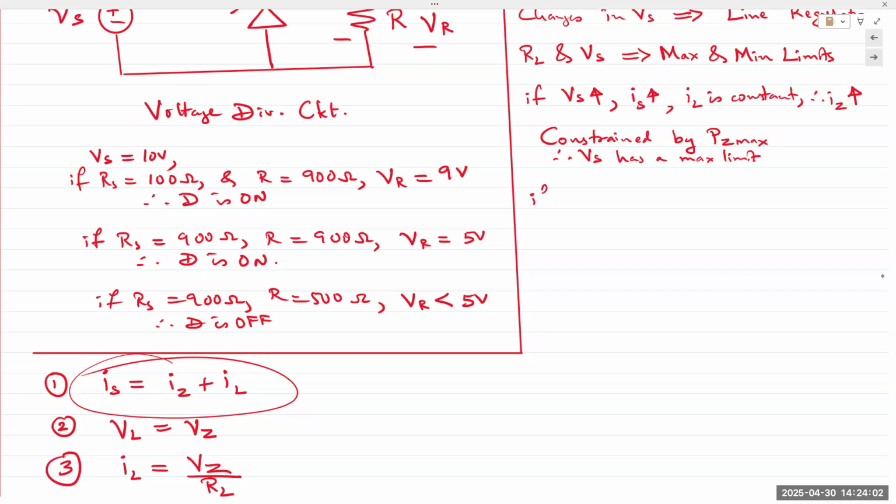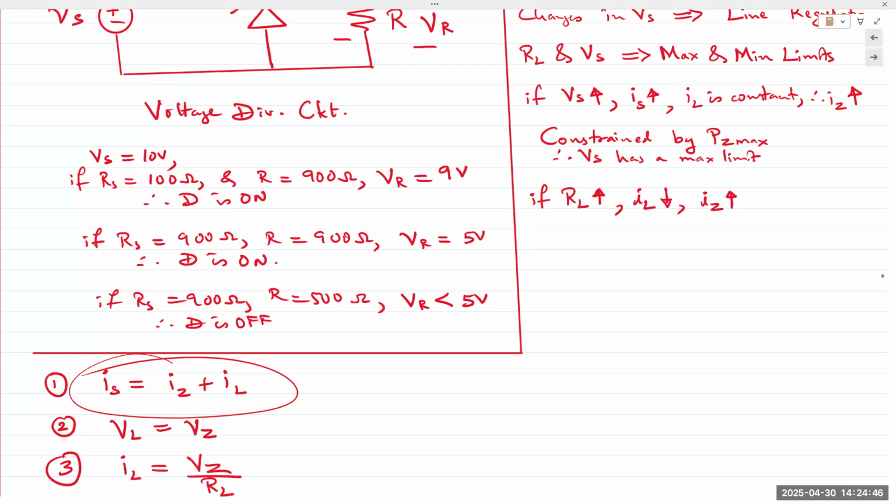Now, if RL changes, decreases or increases, we'll look at both cases. If RL increases first, what happens to IL? Ohm's law, resistance increases, so IL decreases. If IL decreases, then where is the extra current going? To the Zener diode. The Zener diode must absorb the extra current, so IZ increases.